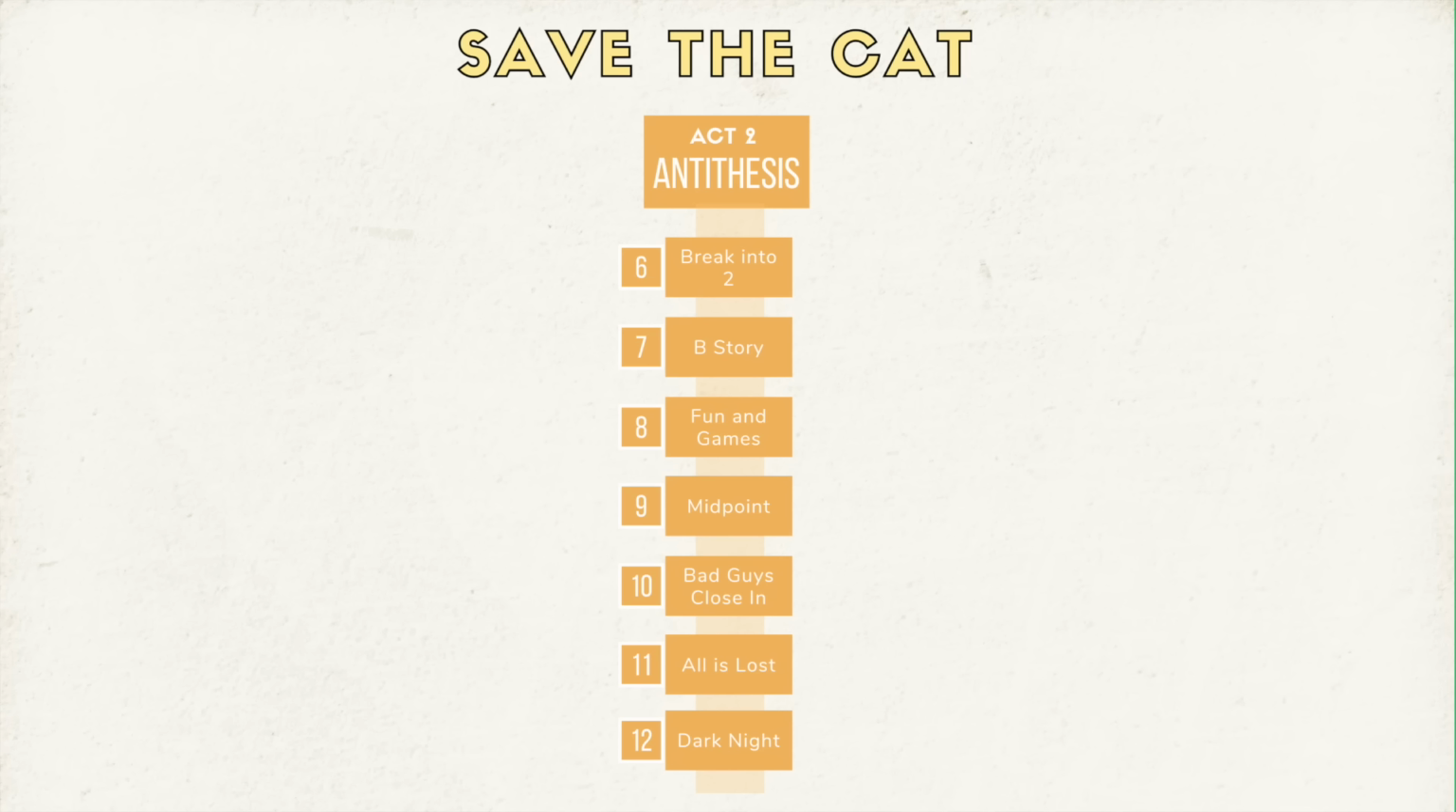So now we're into Act 2. Act 1 was called the thesis world. Now Act 2 is the antithesis world. It's the upside down world. You want to make sure the Act 2 world is as different as possible from the world of Act 1.